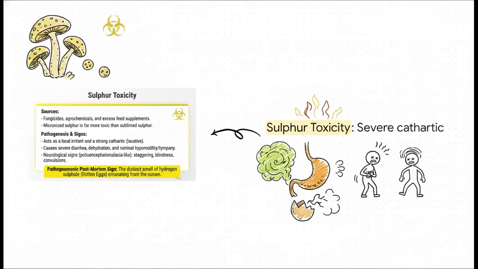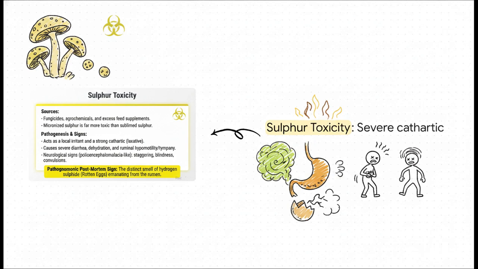Next, we have sulfur, which is often sourced from fungicides or excess feed supplements. Just a heads up for your exams, micronized sulfur is way more toxic than sublimed sulfur. Sulfur acts as a local irritant and a really strong cathartic, meaning it's a severe laxative that causes intense diarrhea, dehydration, and ruminal hypomotility or tympany. You might also spot polioencephalomalacia-like neurological signs, staggering, blindness, and convulsions.